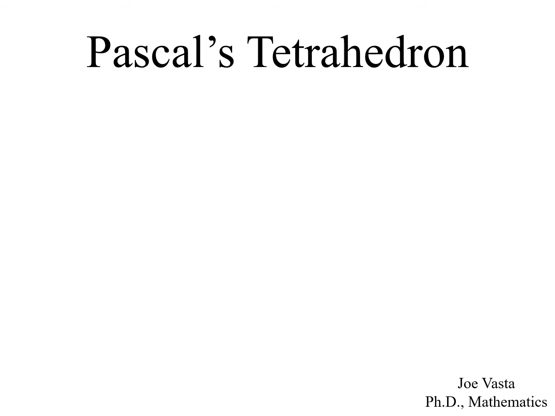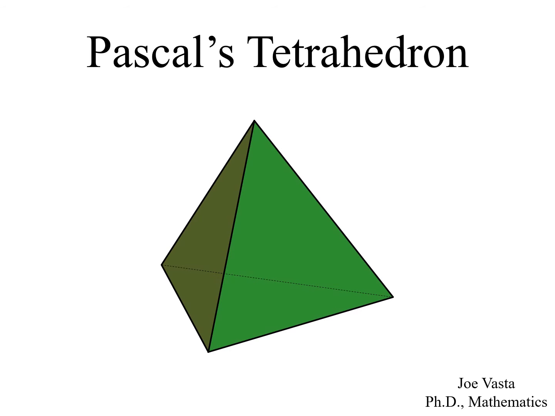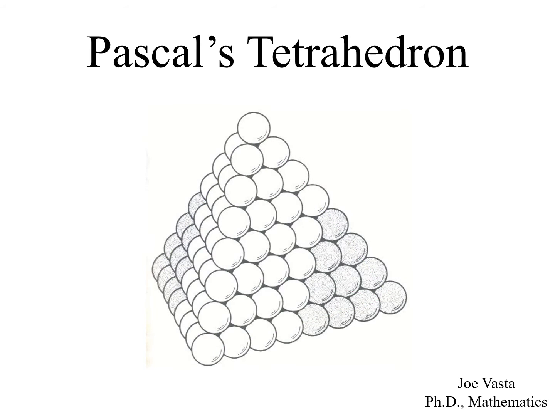In this video, we're going to talk about Pascal's tetrahedron. A tetrahedron is a triangular pyramid, a three-dimensional shape composed of four triangular faces. You can actually stack marbles to represent this. There are 120 marbles in this picture. 120 is a tetrahedral number. We'll talk about that later.